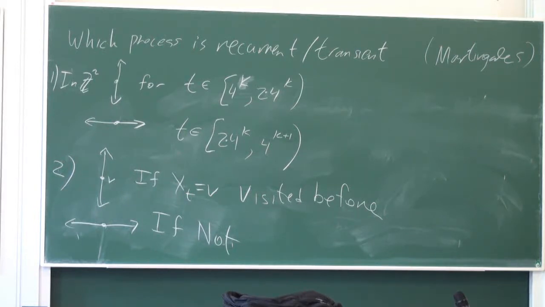It's easily decidable. So the first example is easy. So it's a process in Z^2. Who thinks it's transient? Raise your hand. Oh, okay. All right. So everyone else thinks it's recurrent. So all right. Who can tell us why?